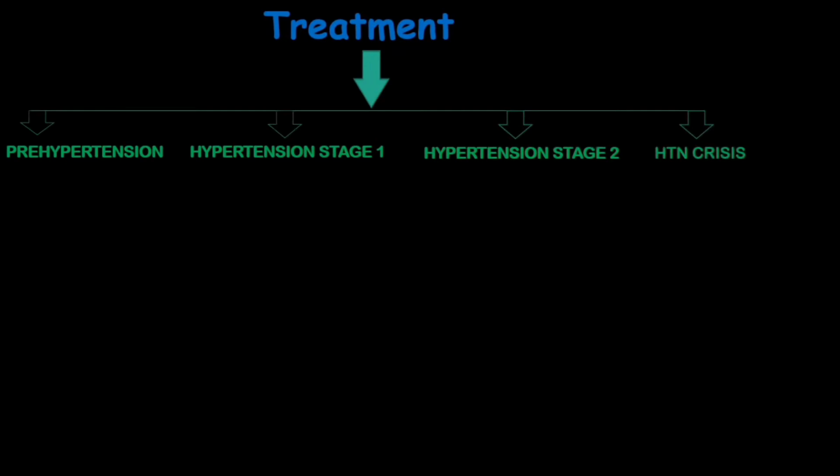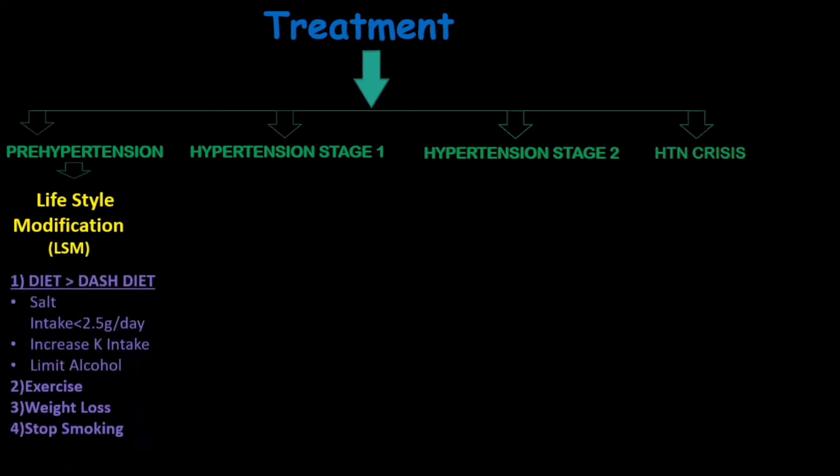In prehypertension, the treatment refers to simply lifestyle modifications. Lifestyle modifications include an adapted diet to this medical condition, focused especially on the salt intake that should be lower than 2.5 grams per day, and also on the potassium intake that should be increased. These diet changes include a limitation in alcohol consumption as well.